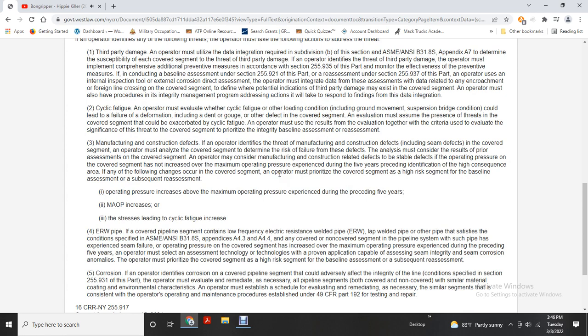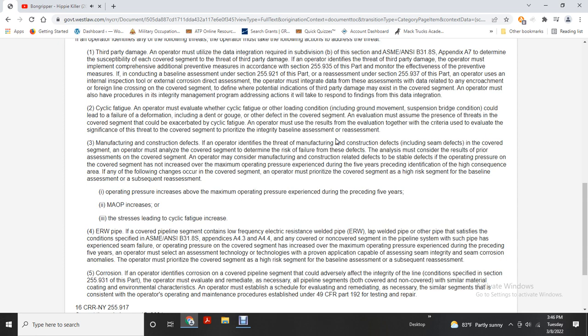Cyclic fatigue. The operator must evaluate whether cyclic and other loading conditions, including ground movement and suspension bridge conditions, could lead to failure of a deformation, including a dent or gouge or other defect, in the covered segment. The evaluation must assume the presence of a threat in the covered segment that could be exacerbated by cyclic fatigue. The operator must use the result of the evaluation together with the criteria used to evaluate significant threats to the covered segment prior to its integrity baseline assessment or reassessment.